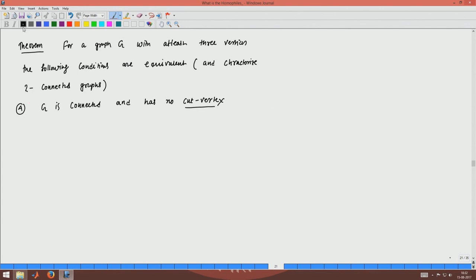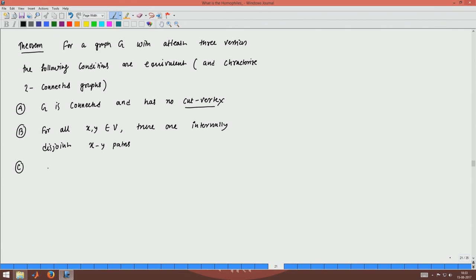The second condition, condition B, for all x, y belonging to V, there are internally disjoint x-y paths. This is what we proved just now, that a graph is two connected if and only if for every pair of vertices there are internally disjoint paths.